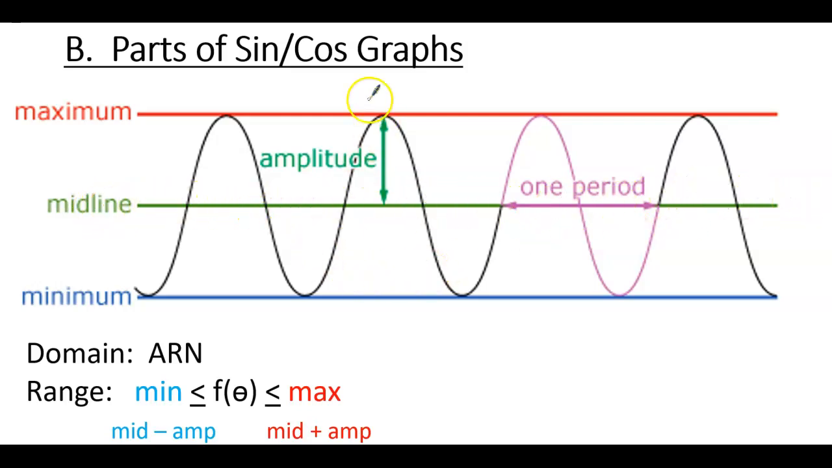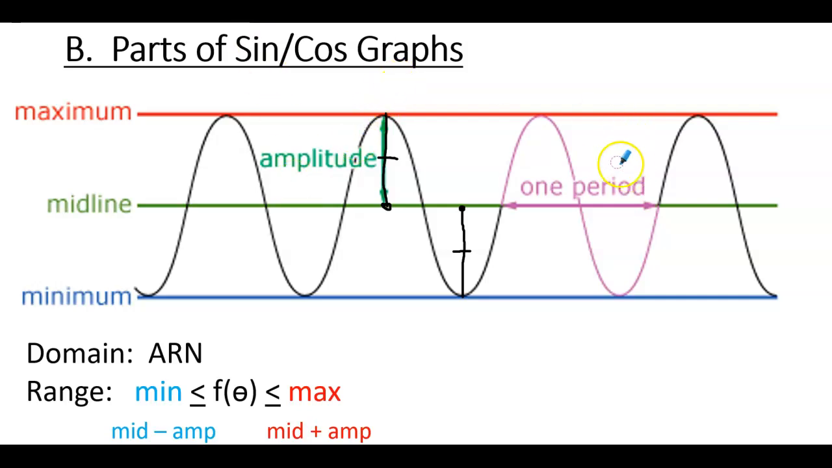Some other vocabulary. The distance from the midline to the max, or it could be the distance from the midline to the minimum as well, because they're both the same length, is what we call the amplitude, okay? It tells us how high the graph goes. It's not always 1. On the graphs that we just completed, they were equal to 1. The amplitude was only 1. It was at 0, and then it went up to 1, and then it came back down. But the amplitude does not always have to be 1. We'll see why in a minute.